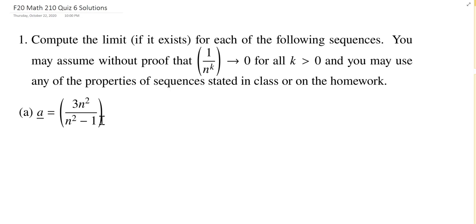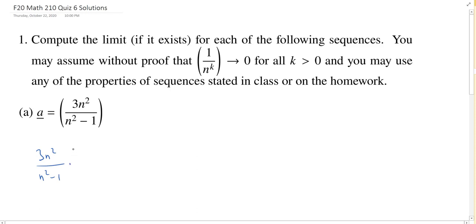Okay, can we determine what is going to happen to this fraction as n grows to infinity? So we play a pretty typical game here where we're going to divide the top and the bottom by the highest power of n we see, which is n squared. So let's try that. We'll do a little work on the side. If we had 3n squared over n squared minus 1, we're going to multiply top and bottom by 1 over n squared.